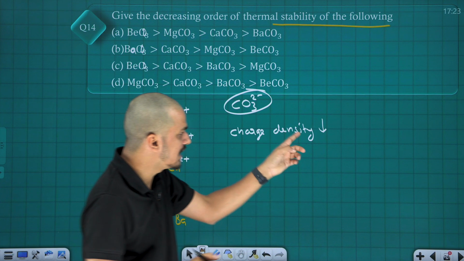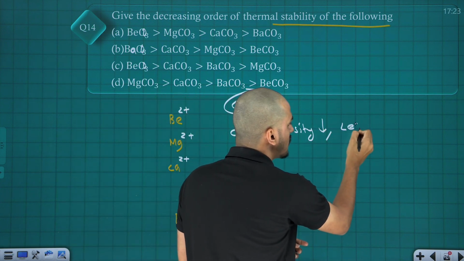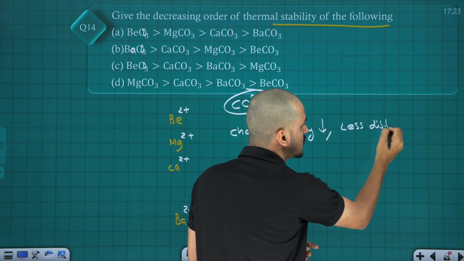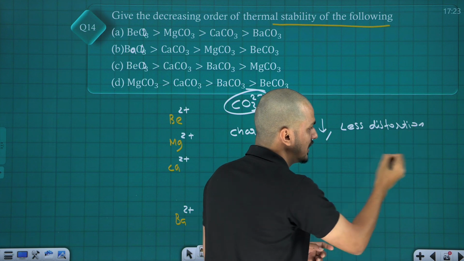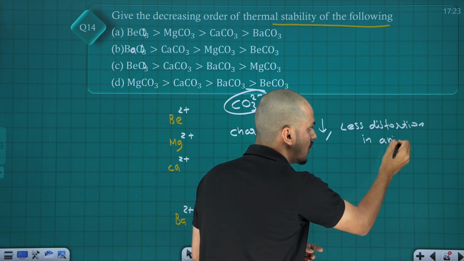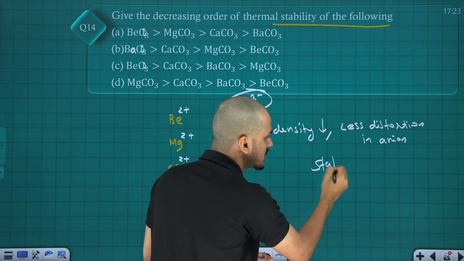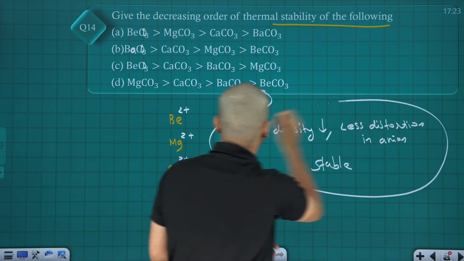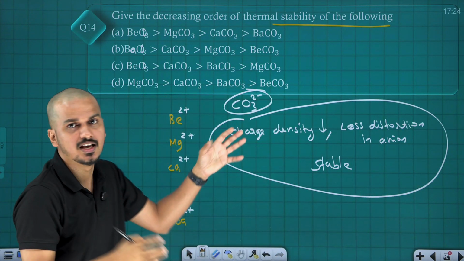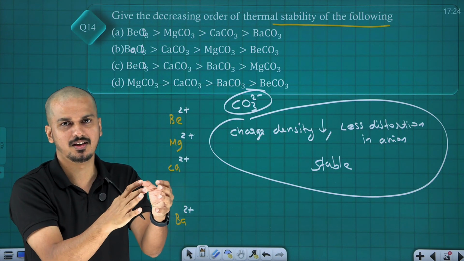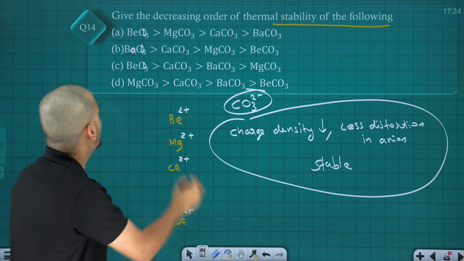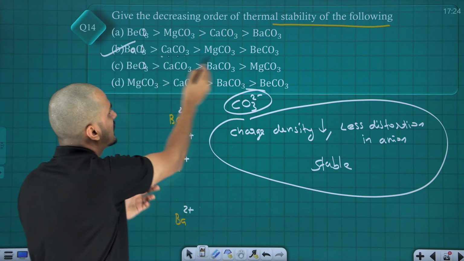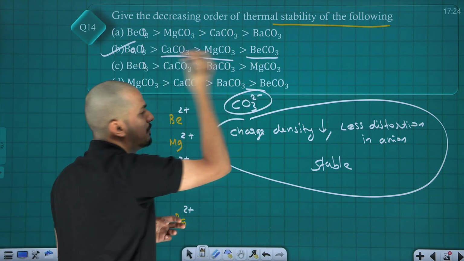That means charge density less means less distortion capacity, less distortion in anion. Less distortion in anion means they are stable. So that means barium 2 plus and CO3 2 minus, they are stable. We cannot break it easily. So barium carbonate is more stable than calcium carbonate, than magnesium carbonate, than beryllium carbonate.